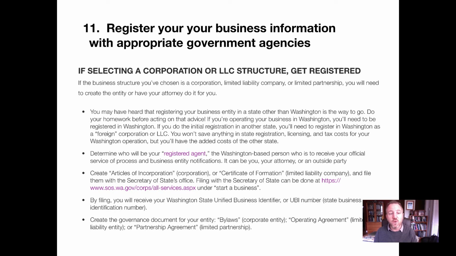One of the things you need to be aware of is that you may have heard people talk about registering corporations in states like Florida or Delaware because there's certain tax advantages. Don't do it. With an LLC, there's no advantages to doing that. And in fact, state law requires that if you're doing business in Washington State, you need to register your LLC in Washington State.